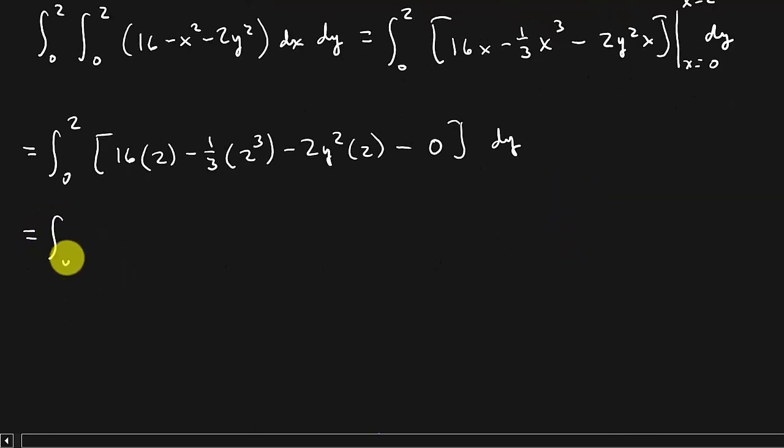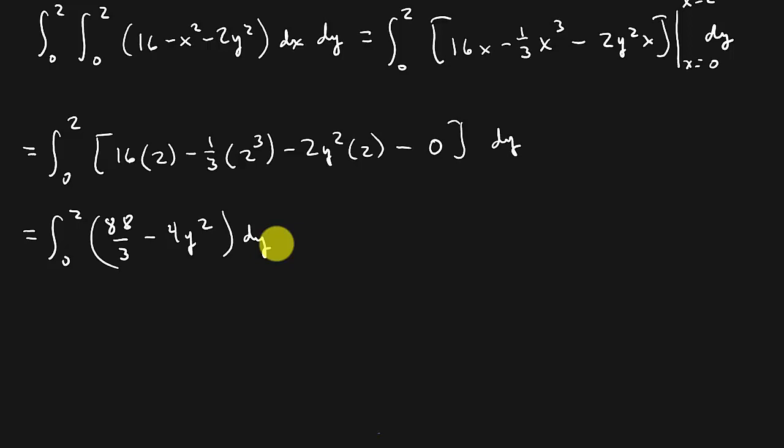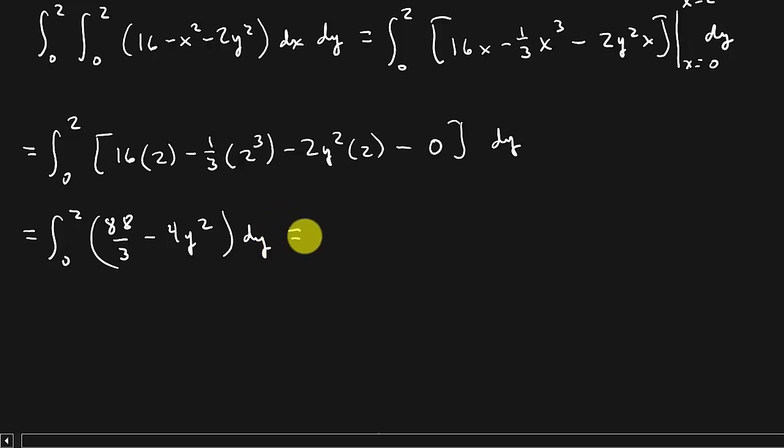And so this actually gives me 0 to 2. And look, when I multiply this out and combine these two, that's going to give me 88 over 3 minus 4y squared dy. All right, so there you have it. We integrated with respect to x. Now we integrate with respect to y.